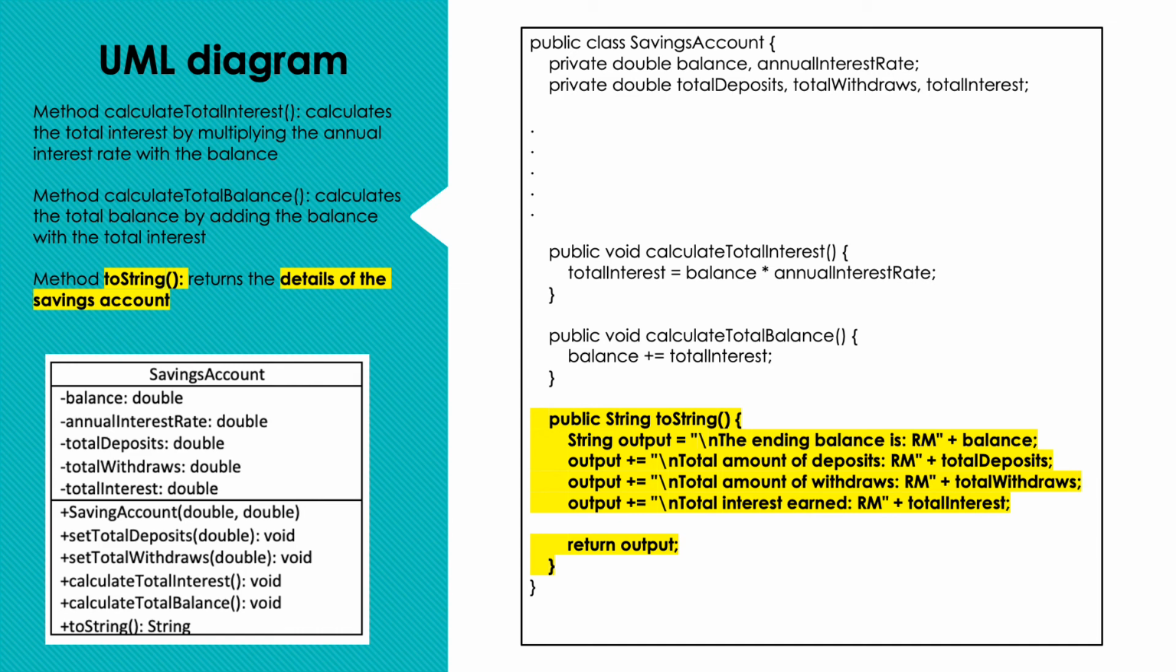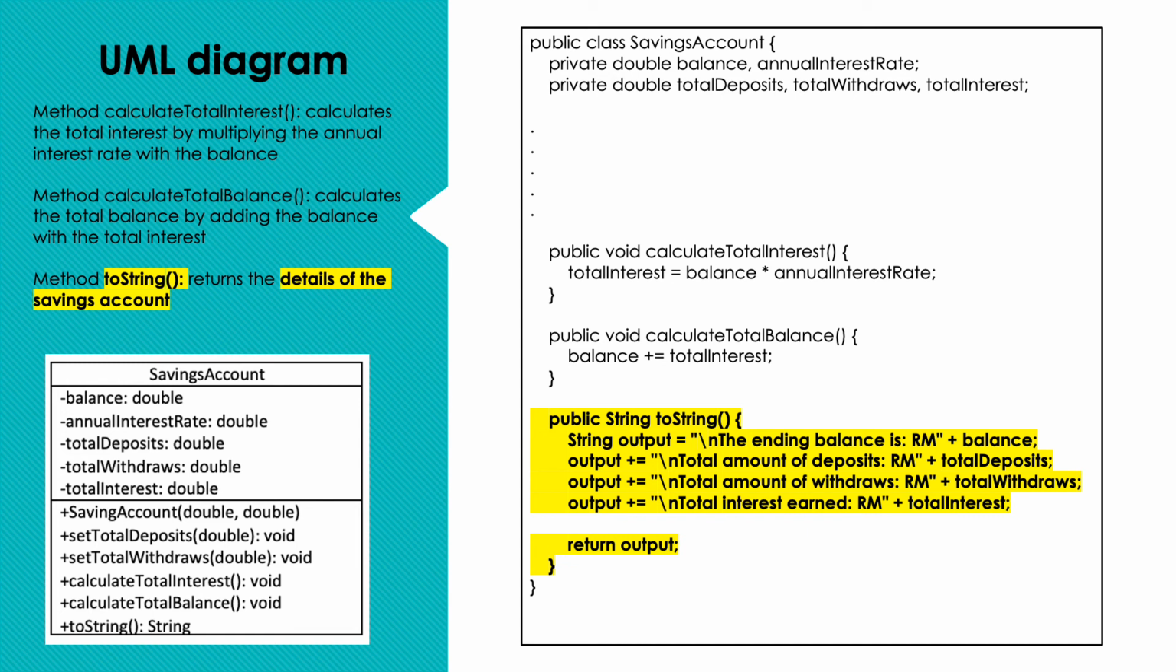In this example, I wrote it in 4 lines. So I have stringOutput equal, the first one is "The ending balance is RM", and then it will print out whatever the value of the balance is. In the next line, I wrote output plus equal "Total amount of deposits RM" and call the totalDeposits variable. This means that I want to include the first line with the second line, so the sentences will be added. And then it should also print out the total amount of withdrawals and total interest earned.